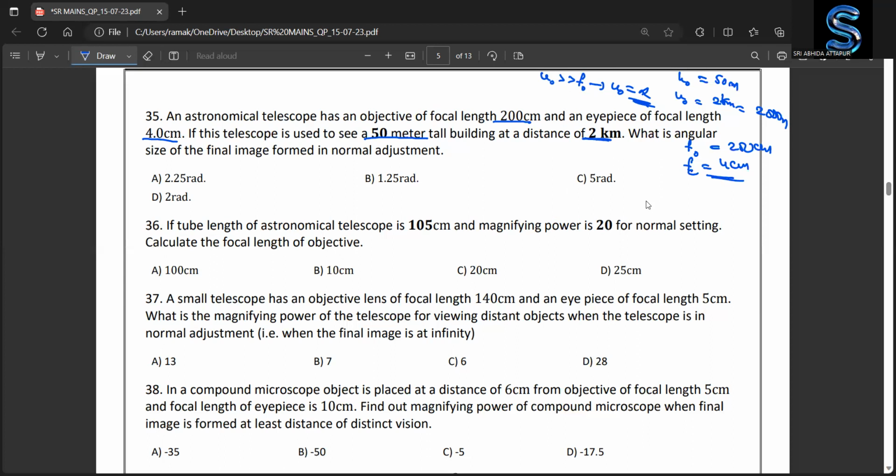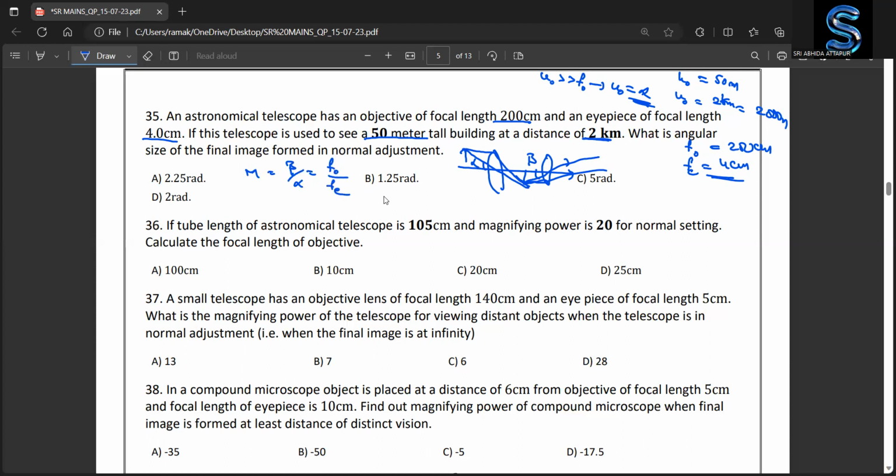Based on that, we can represent the angle made by the lens. When we consider the objective lens along with the eyepiece, the object is placed at this distance. The rays passing through this will form the image like this, and the rays will pass like this. Observe that the angular dispersion is considered as beta and the angular dispersion is alpha. Then the magnifying power is beta by alpha, which is equal to f naught by f e.